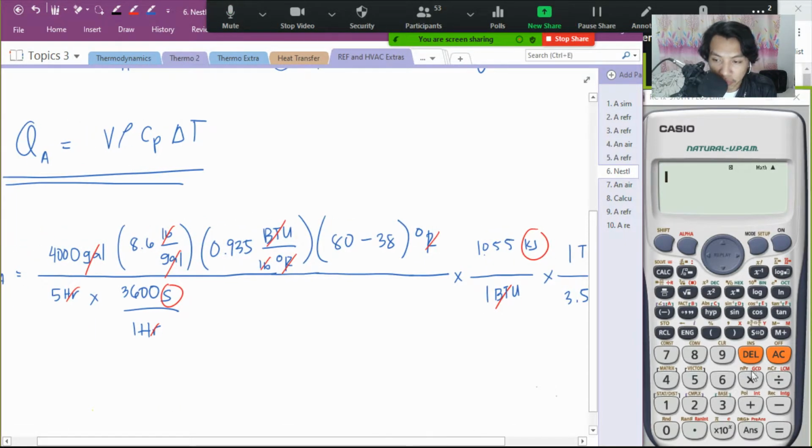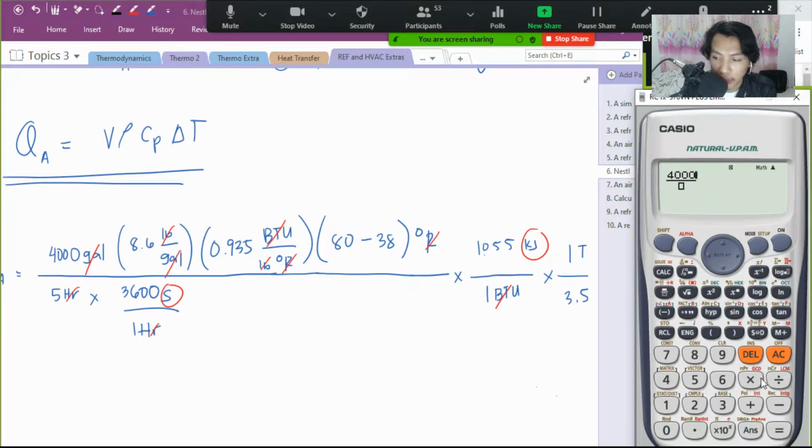So, let us solve. 4,000 times 8.6 times 0.935 times 80 minus 38, I think that is 52. Times 1.055 times 5 times 3,600 divided by 3.5167. The answer will be how many TOR? Did I include 8.6? Oh, it is not 80, it should be 42. I misread it, I thought it was 90, because I said 80, right? I thought of 90. Okay, 42.